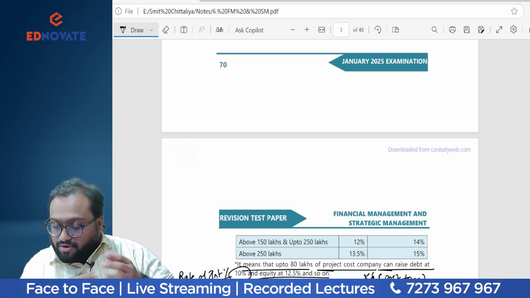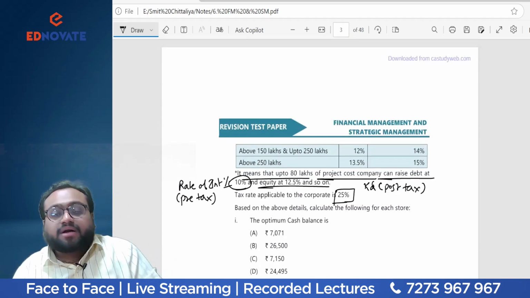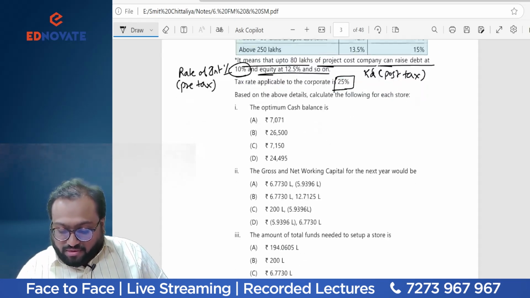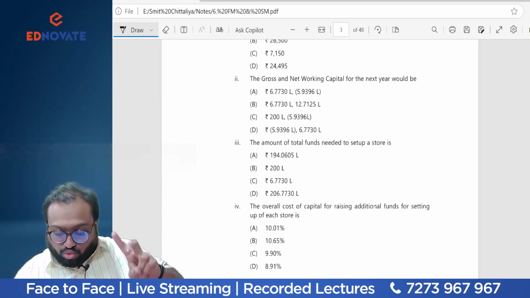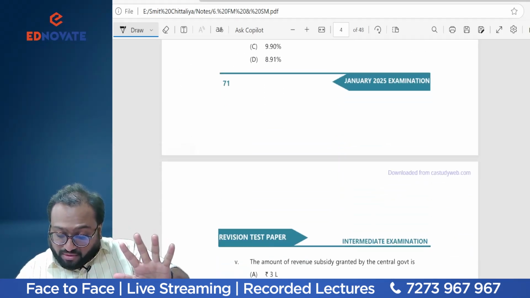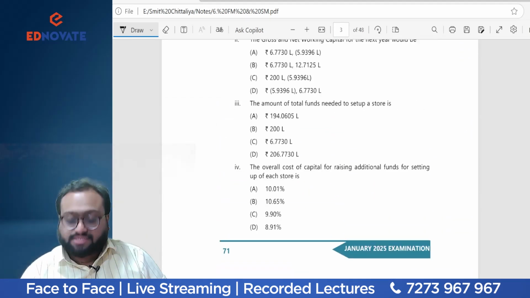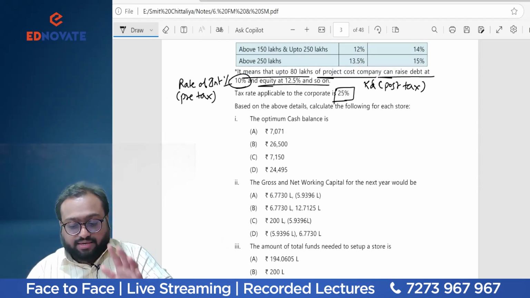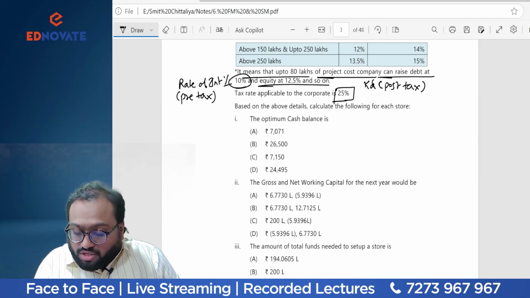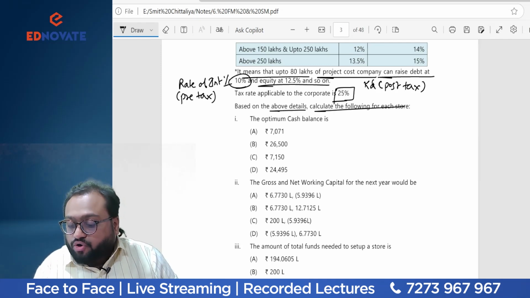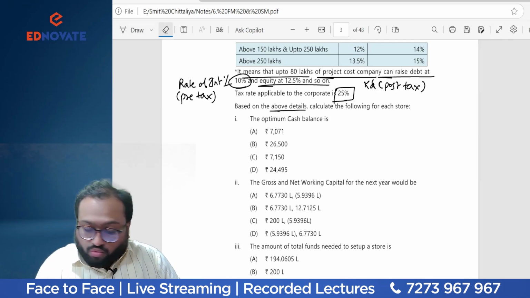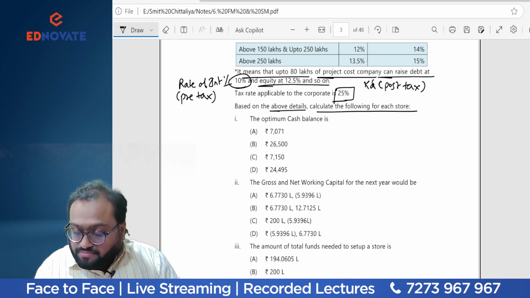So what is the requirement of the question? We have done a complete postmortem of the question. Now let us see. I can see 1, 2, 3, 4, 5. Five questions are asked on the basis of the above case study. Now what are the five questions? Let us see. Based on the above details, calculate the following for each store. What to calculate for each store? The optimum cash balance. Completely fine.